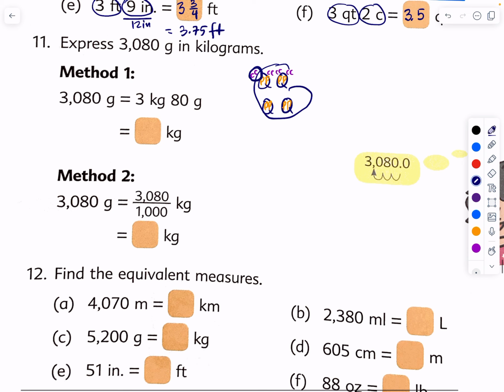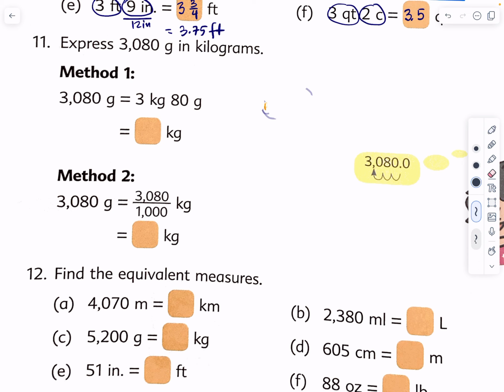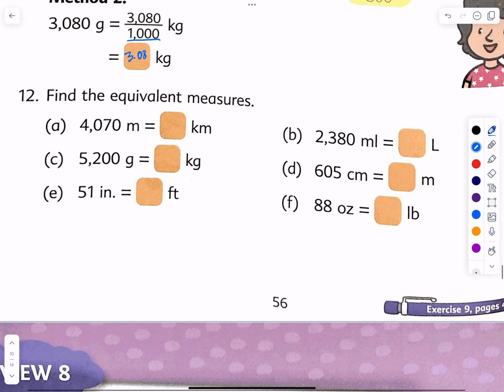Now, let me erase this doodling. Now the final exercises we have. Look, express. Again, look at number 11. Express 3,080 grams into kilograms. Again, look at this. We have 3,000. That's going to be 3 full kilograms. And this is out of 1,000 equal grams. So we're going to have 0.08. Oh, and by the way, this is exactly how I'm looking. So the answer is, of course, 3.08.